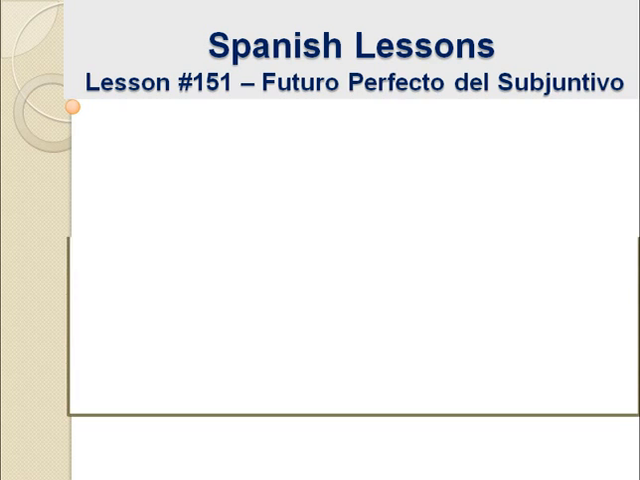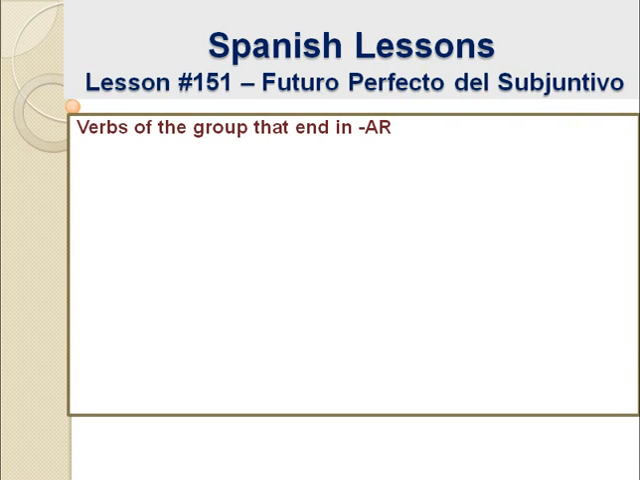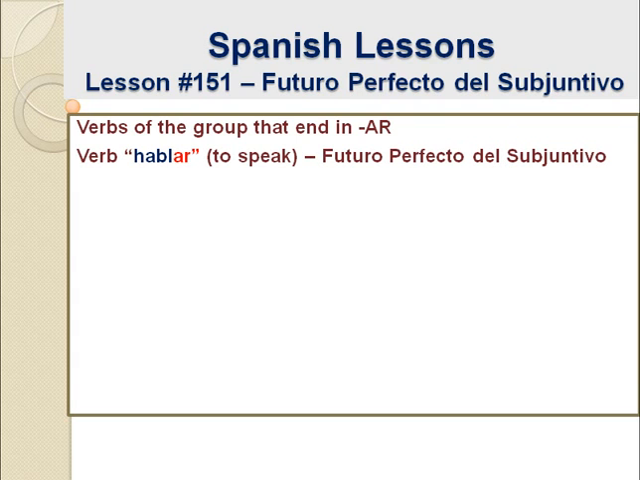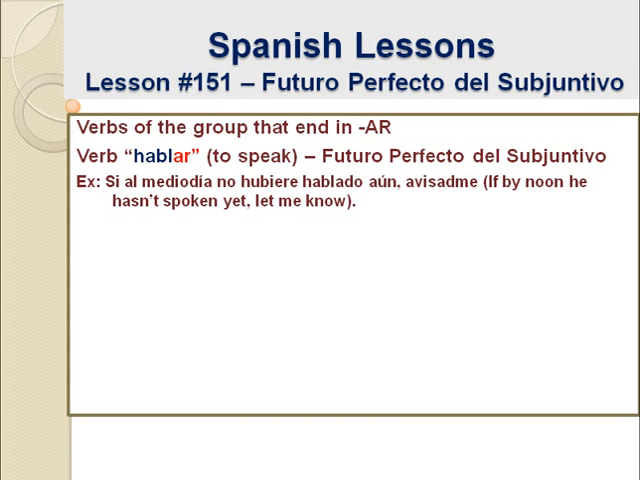So we will begin conjugating the verbs that end with the letters AR, right? The first group of Spanish verbs that end with ar. Example, hablar. This is a regular verb of the first group. Hablar, or to speak. Example, si al mediodía no hubiere hablado aún, avisadme. This means, if by noon he hasn't spoken yet, let me know.